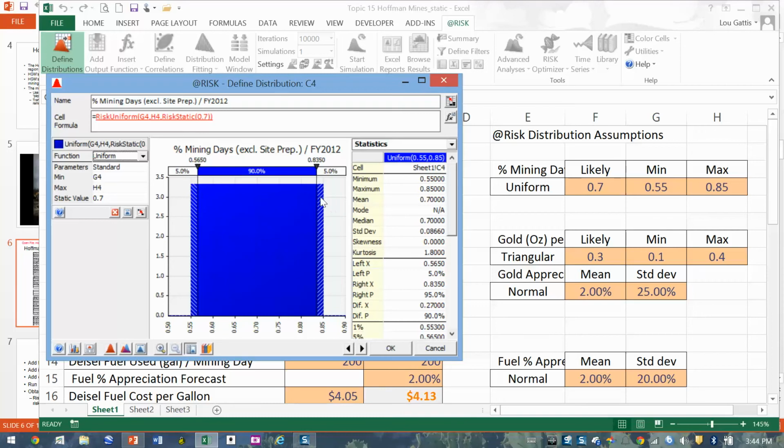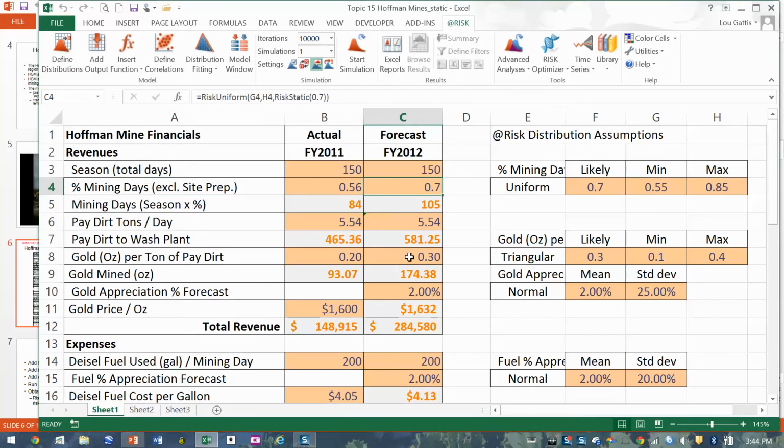When I run this simulation, it's going to sample 10,000 possible percent mining days between 55 and 85%. If I graph those 10,000 random percentages, the distribution would look like this. This is a uniform distribution, so you have no single peak, like say a normal distribution would have a peak, or a triangular would have a peak. So I'll hit OK. That's my first distribution.